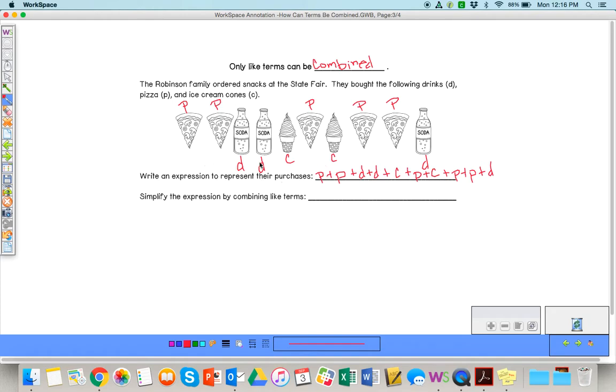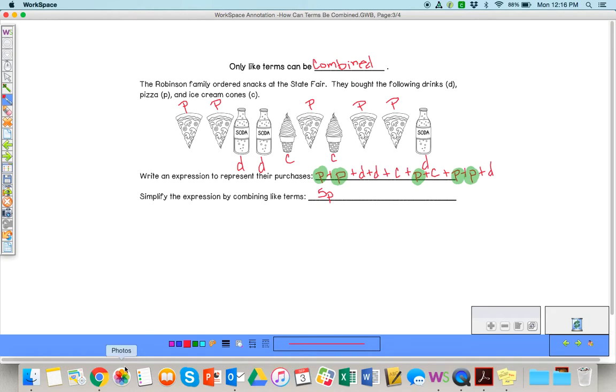Okay, so how many pizza slices do we see? We have 1, 2, 3, 4, 5. Okay, so I'm going to write that by saying we have 5P.